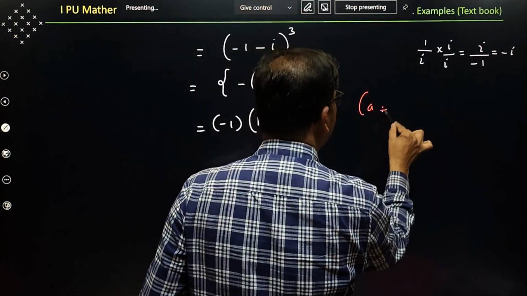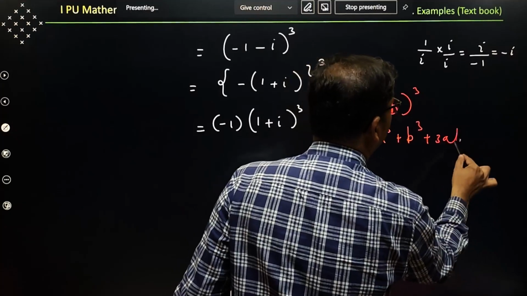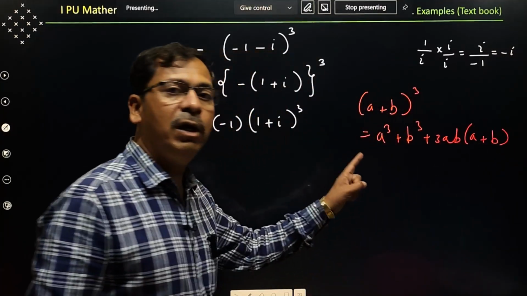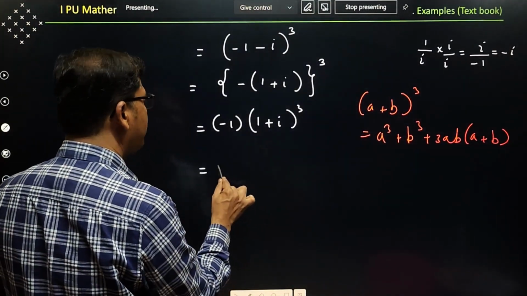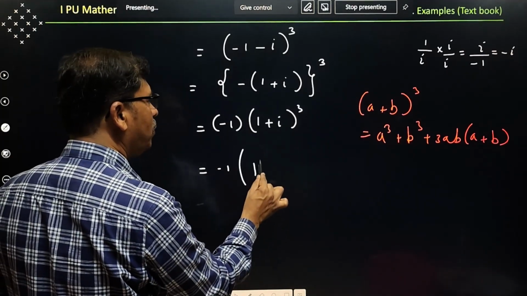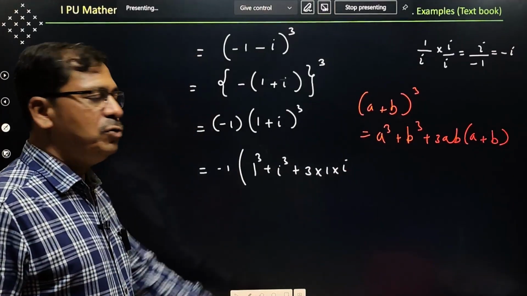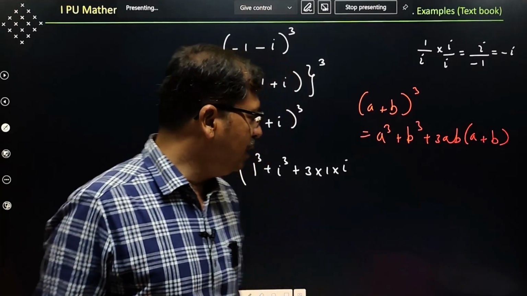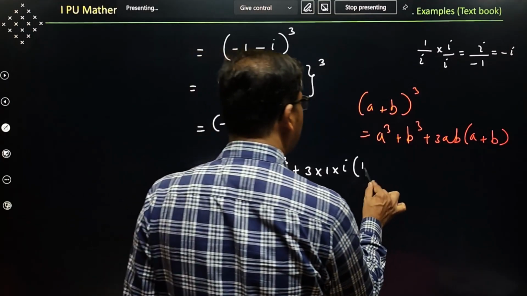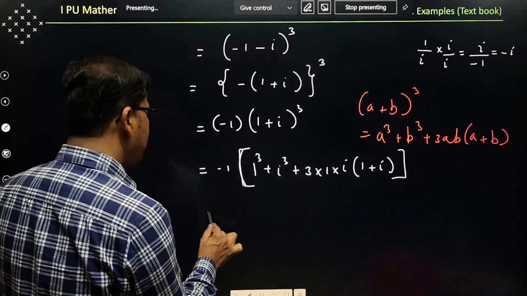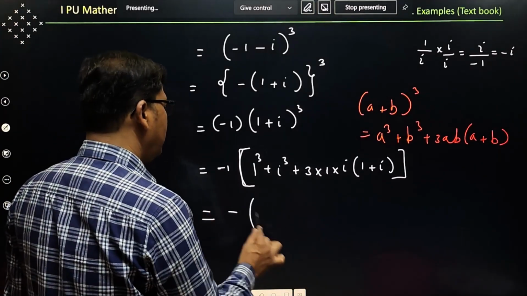Now minus 1 to the power 3 means minus 1, keep it outside. And this is 1 plus i to the power 3. Now it is the time to use the formula: a plus b to the power 3 is equal to a cube plus b cube plus 3ab into bracket a plus b. So this is equal to minus 1, you write as it is, a cube means 1 cube, b cube means i cube, plus 3ab, 3 into 1 into i. I am using that formula, a cube plus b cube plus 3ab into bracket a plus b, that is 1 plus i you write here.